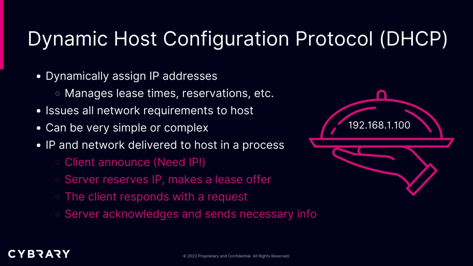So the IP and network information is delivered to the host in a process. The client makes an announcement: I need an IP address. The server reserves an IP address and makes a lease offer. The client responds with the request, and the server acknowledges that and sends the necessary information. That necessary information we're going to talk about here in a little bit.